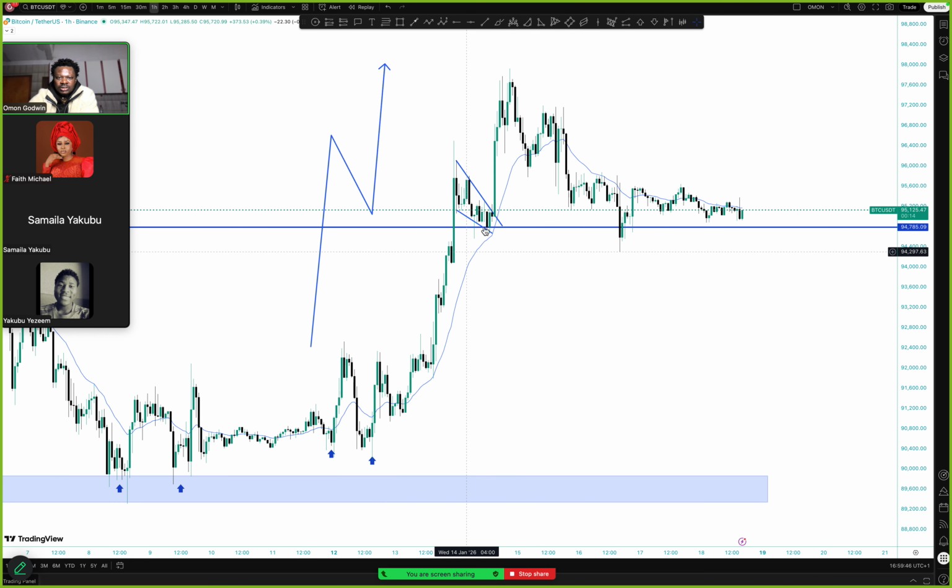Now let's go to the chart. Is it not the same thing? It bought, falling wedge, the market continues up. Is it not the same thing like this one we have here? Exactly the same thing. So that is how the market works.